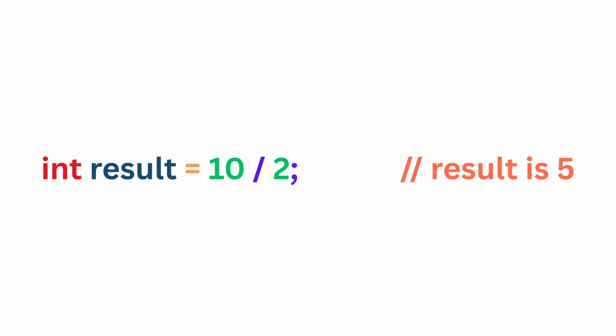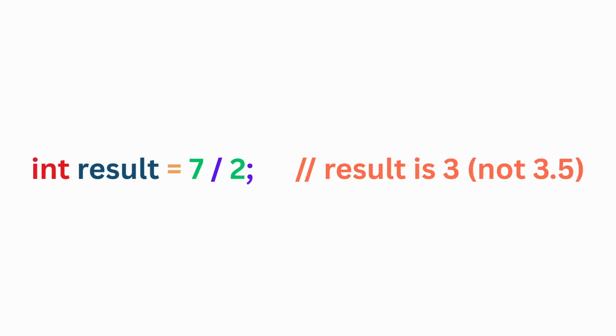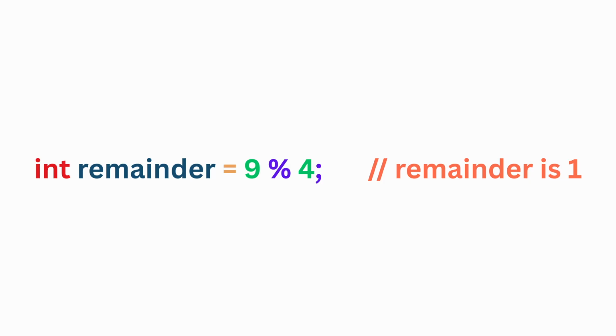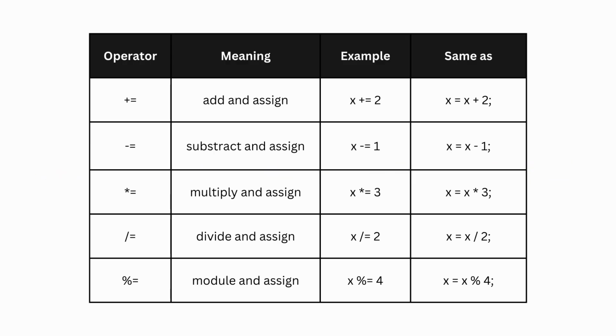Number 4. Division divides one number by another. Note, if both numbers are integers, the result will be an integer. If you want a decimal result, use float. Number 5. Modulo returns the remainder of a division. This is useful for checking even or odd numbers or cycling through a pattern. You can also combine math with assignments to simplify code, as you can see on this table.